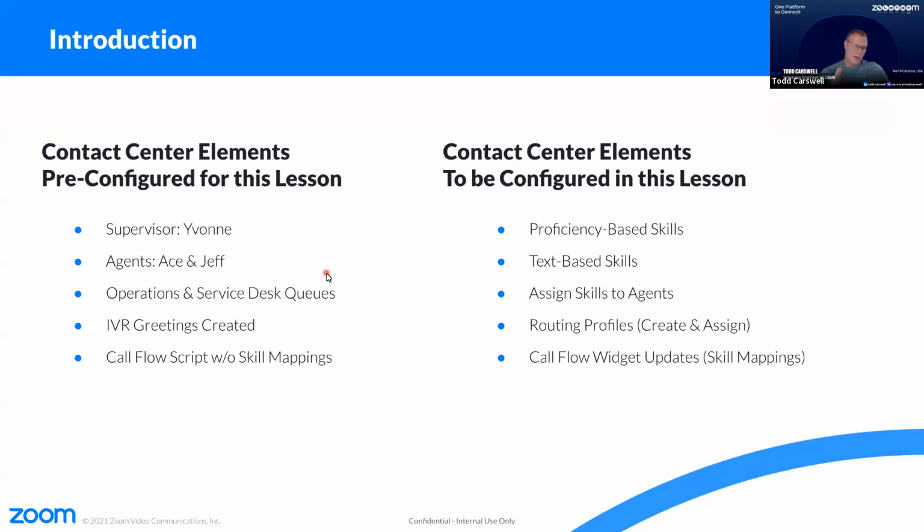I've already created two different call queues, one for operations and one for service desk. I've also pre-recorded my IVR greetings, and those are set up and configured within my call flows. And I've already created an initial call flow without any skills mappings. So we're going to walk through there and update the existing configuration to layer in skills-based routing.